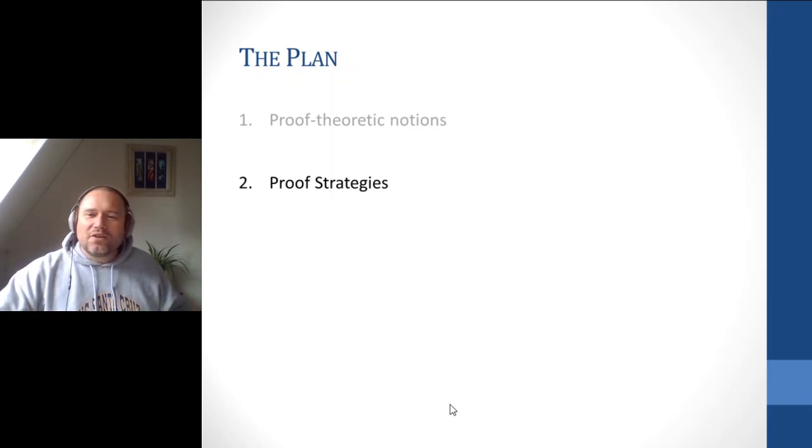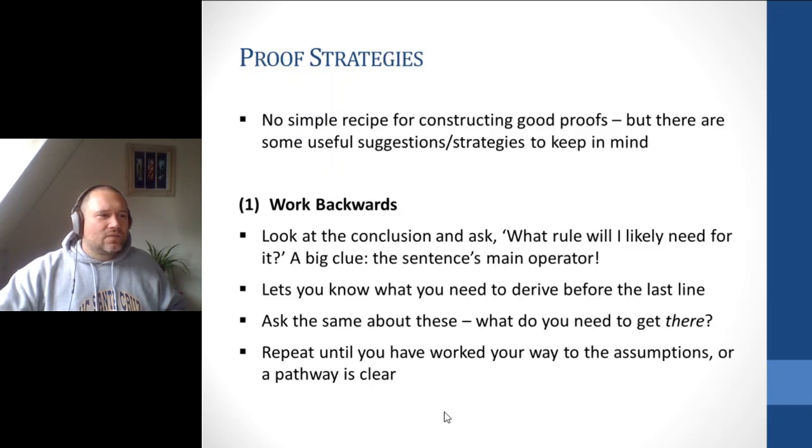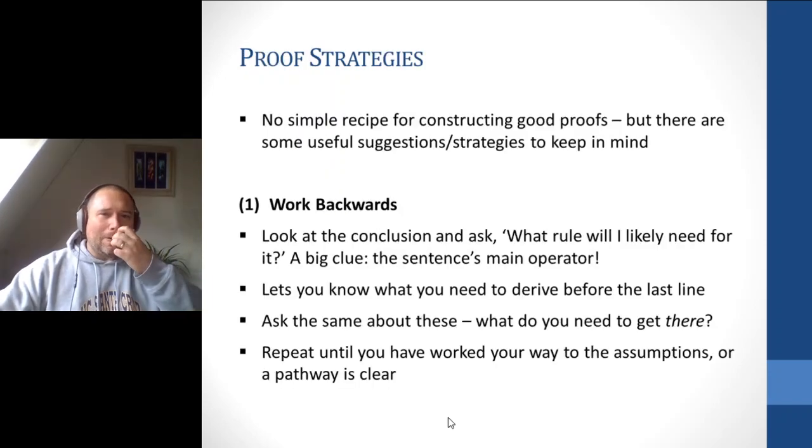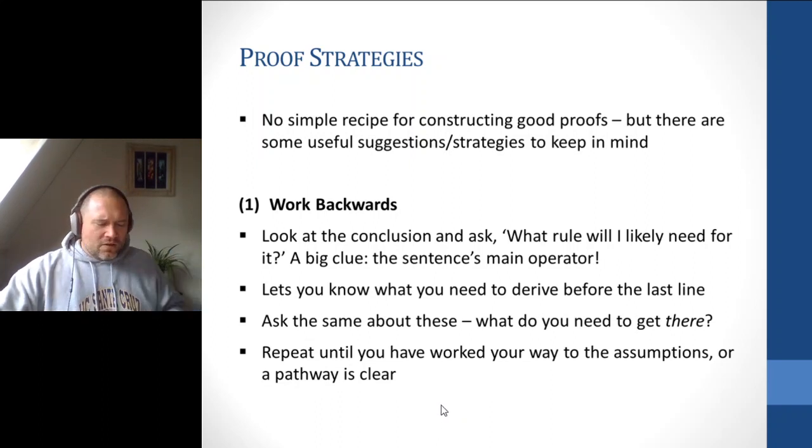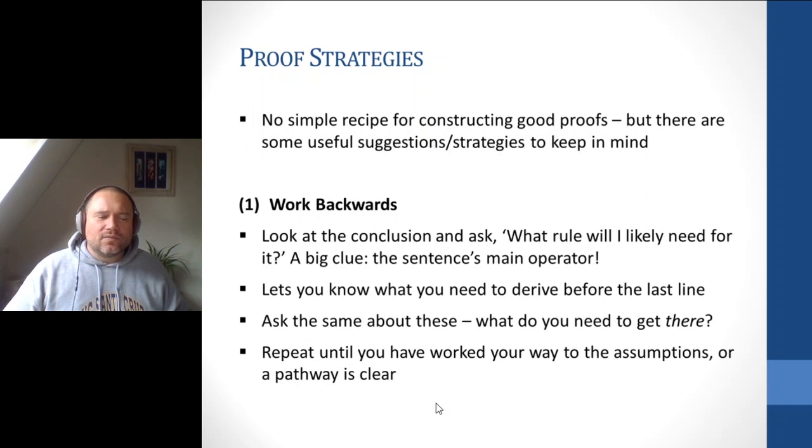So I want to just talk about 4 basic strategies that we can use when we're constructing proofs that are universally helpful. Our first one is basically to work backwards. So what do I mean by this? The idea here is, when you're doing a proof, you always know what your assumptions are and you know what your conclusion is.